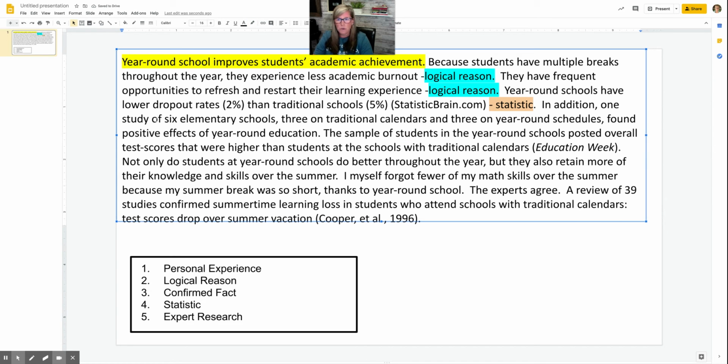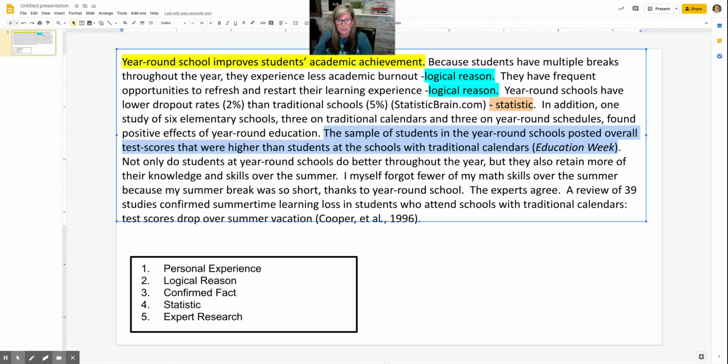In addition, one study of 6 elementary schools, 3 on traditional and 3 on year-round schedules, found positive effects of year-round education. So right there, the author's just giving me information leading into the next thing. So I don't need to do anything with that one. The sample of students in the year-round schools posted overall test scores that were higher than the students at the schools with traditional calendars. This part did come from Education Week.